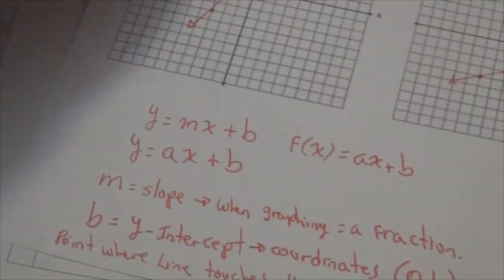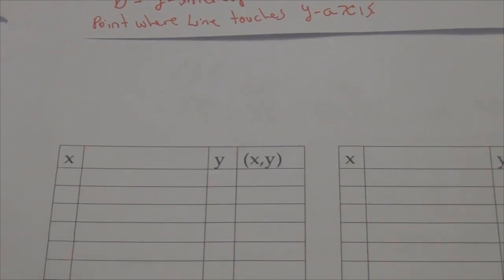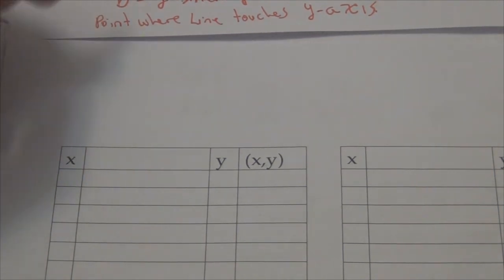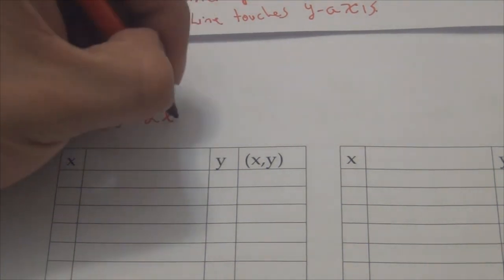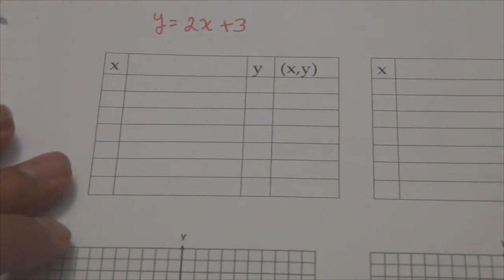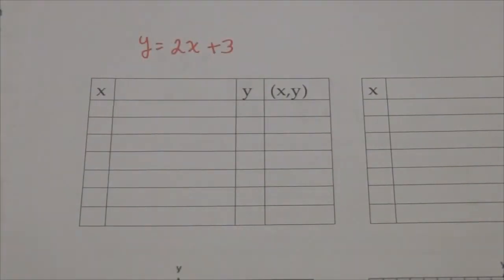And now let's graph the same two problems that we just did, but now knowing all that, without creating a table. In fact, I want us to create a table from the graph. So let's see. y equals 2x plus 3. I have to identify the slope and the y-intercept from the equation.